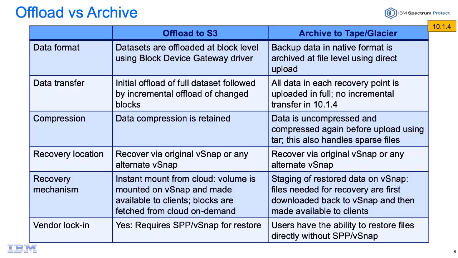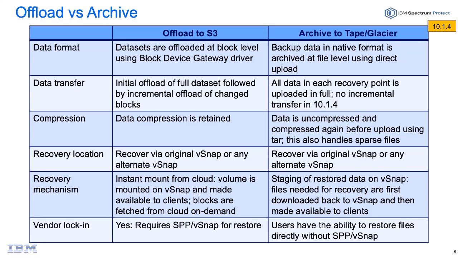For offload, we're going to do incremental forever. So basically the first offload will be a full, and each offload after that will be an incremental. Whereas with archive, all data in each recovery point is going to be uploaded in full. So there's no incremental transfer at version 10.1.4. Offload data compression is going to be retained, and in archive, data is going to be uncompressed and compressed again before it is uploaded using a tar file.